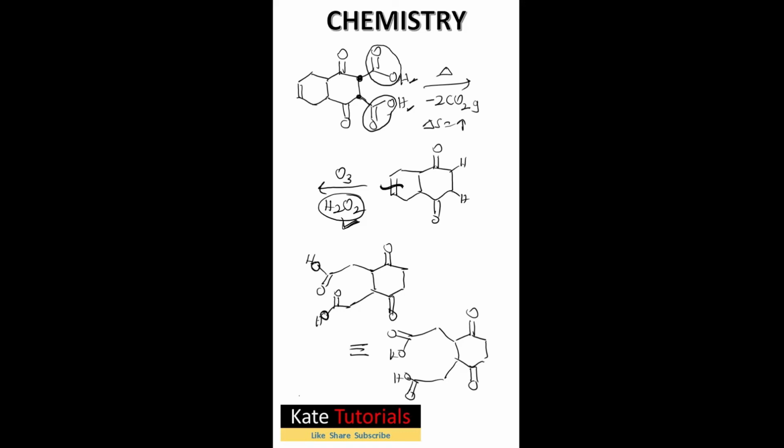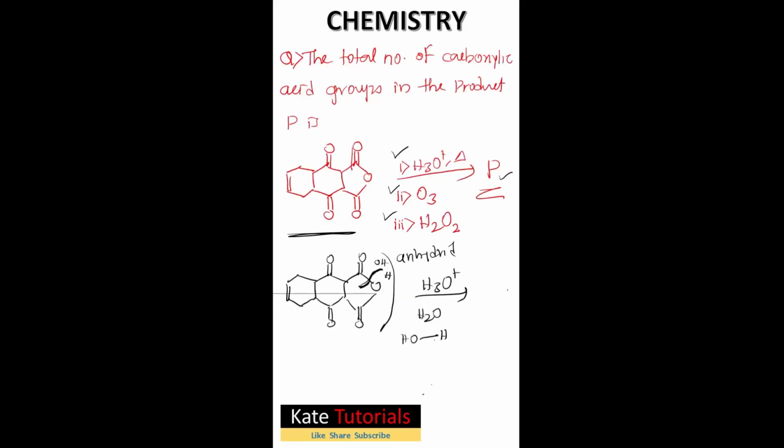So how many carboxylic acids do we get in the product? We get this one carboxylic acid, then this one carboxylic acid. Total 2 carboxylic acids we will get in the product P. So this is about this reaction. Thank you.